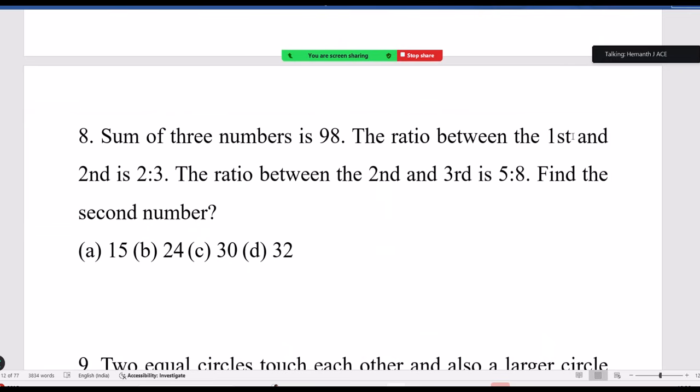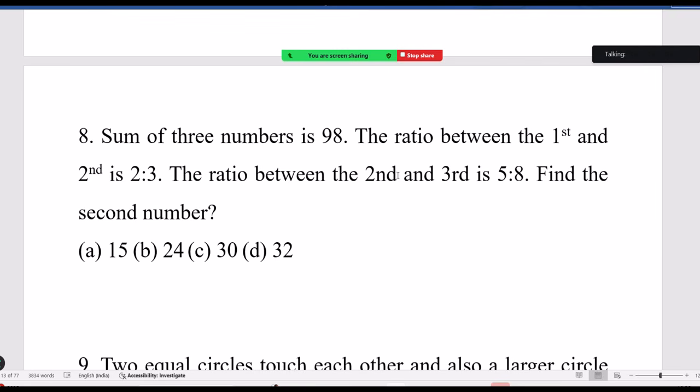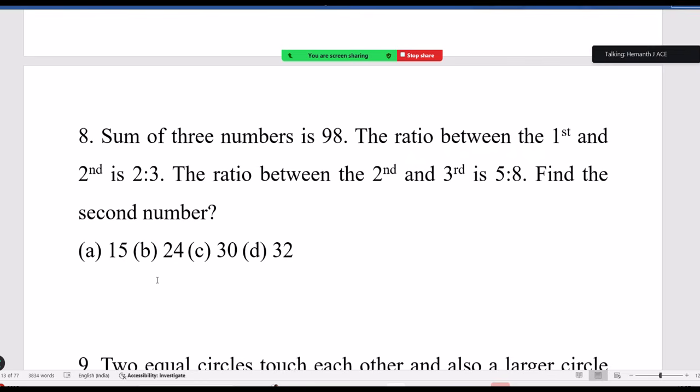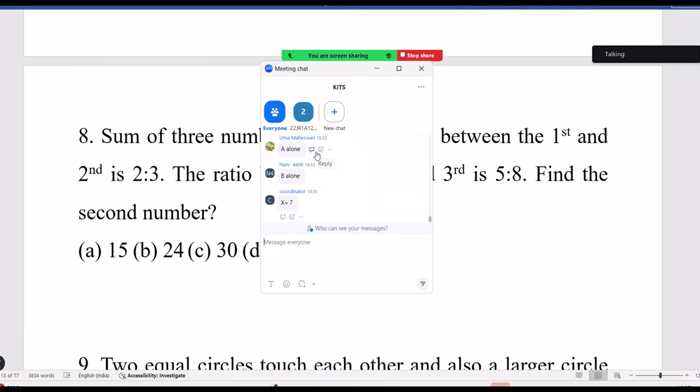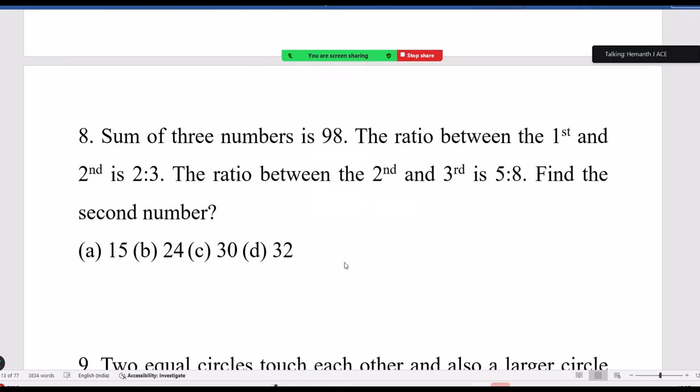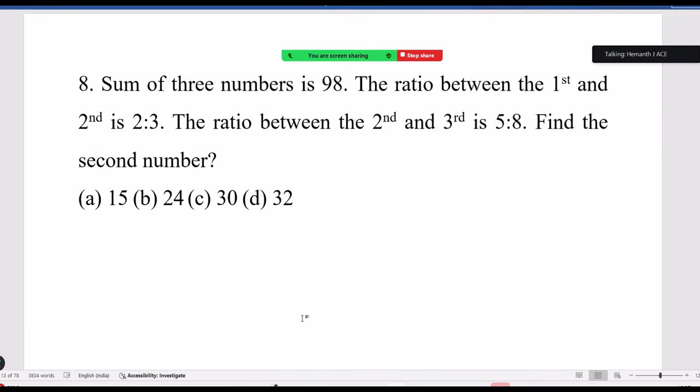The sum of three numbers is given as 98. And here you can find that number. They have given relations between the first number and second number, and the second and third number. You have to calculate the second number. In the previous one, statement 2 alone was sufficient. 1 alone was not possible.